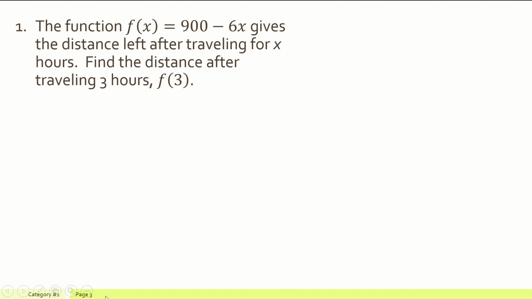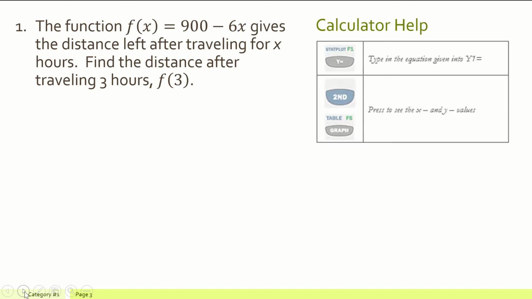Category 1, Evaluate Functions. The function f of x equals 900 minus 6x gives the distance left after traveling for x hours. Find the distance after traveling 3 hours. Here's some calculator help. Type in the given equation into y sub 1, so y equals 900 minus 6x. And then we will go look at our table values by hitting second graph. This will show us the x and y values.